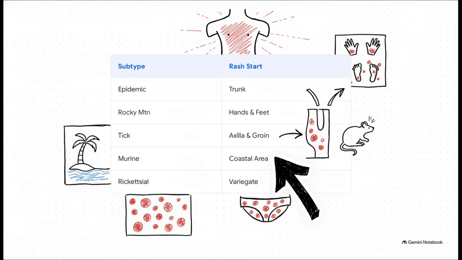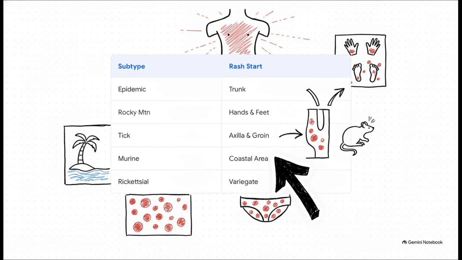Epidemic typhus, that starts right on the trunk and spreads outward to the periphery. Rocky Mountain spotted fever starts on the hands and feet and spreads inward toward the trunk. Tick typhus begins in the axilla or groin. Murine typhus is classically tied to coastal areas. And Rickettsial pox gives you this variegate rash that looks a whole lot like chicken pox.